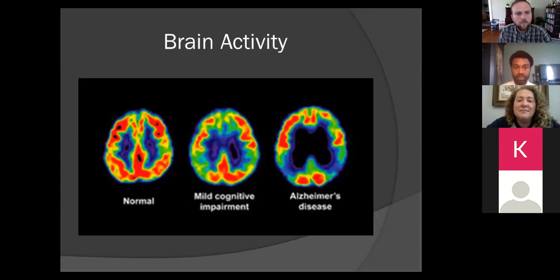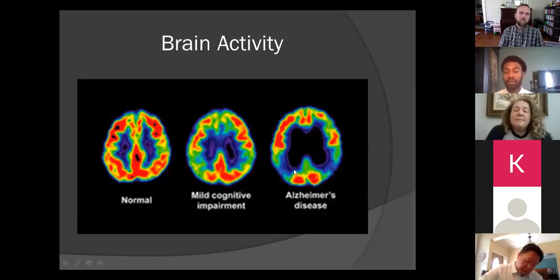Now, this picture shows the brain activity that goes on when someone has Alzheimer's compared to a normal brain, and also even mild cognitive impairment. As you can see on a normal brain, there's a lot more brain activity going on, especially on the outsides of the brain. You can see the red spots where there's activity. Even in the mild cognitive impairment brain, you can still see some activity, especially on the outsides. Compared to the Alzheimer's brain, you can see there's a gap in the middle. I'm going to explain more of that in another picture later.